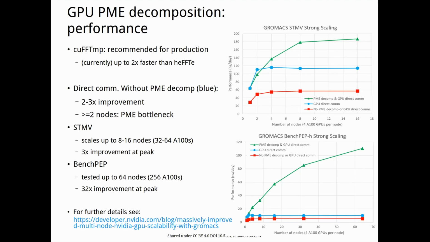The blue shows when we use direct communication but without PME decomposition. At 2 nodes, scaling stops, but direct communication still provides a factor of 2-3 improvement. However, when we add PME decomposition from 4 nodes, the performance keeps increasing, and with the smaller million atom system we can scale up to 3264 A100 GPUs with a 3x improvement at peak, and the large BenchPEP system scales too. We tested it in this case only up to 64 nodes; likely it scales to higher too. For such large systems of multiple millions of atoms, we get a 32x improvement at peak. So that really unlocks performance for those who have such large systems.